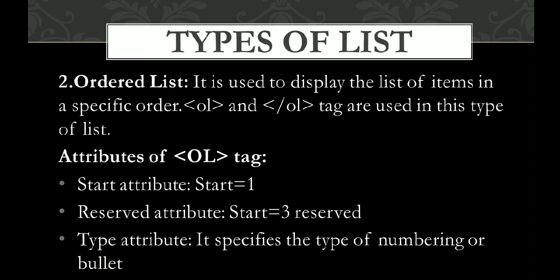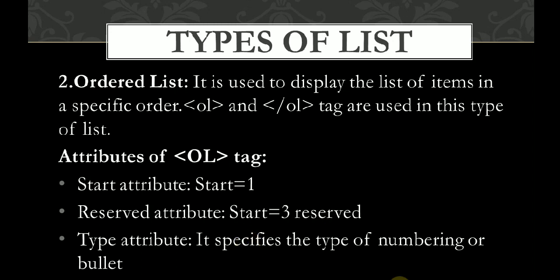In ordered list we have some types of attributes: the start attribute, the reversed attribute, and the type attribute. In the start attribute, if you write start equal to 1, that means the numbering of the ordered list will start from 1. If you use the reversed attribute, and you write start equal to 3 reversed, that means the numbering will start from 3 and be in decreasing order, like 3, 2, 1. Third is the type attribute.